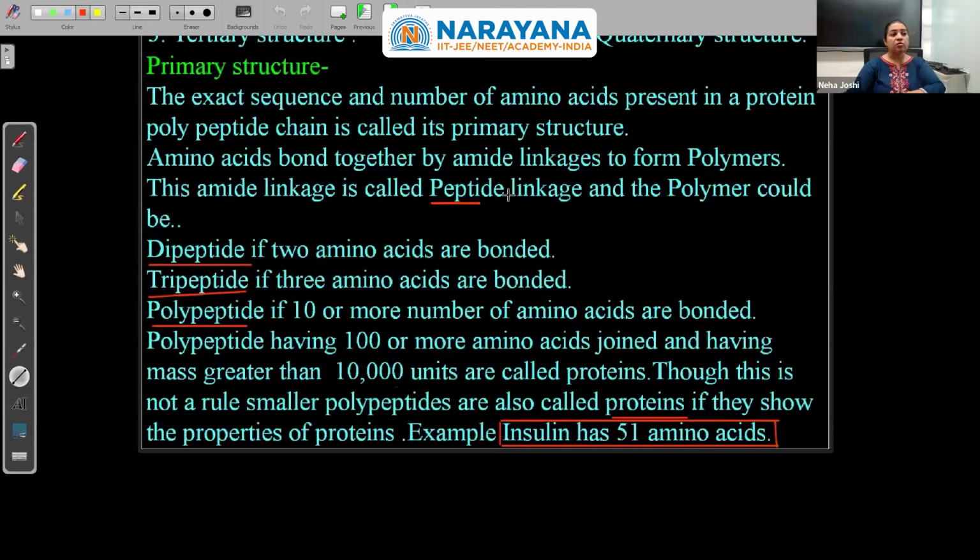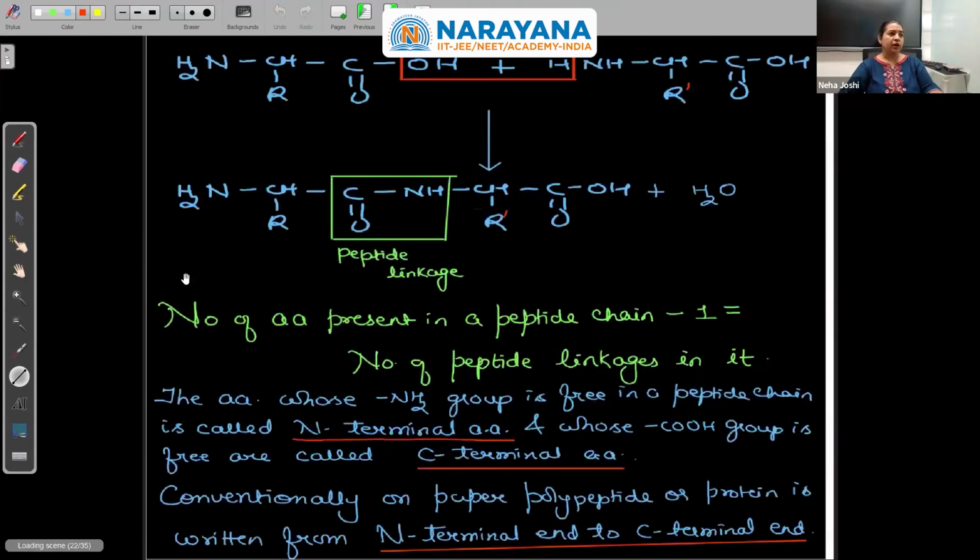And the polymer that forms will be called dipeptide if there are 2 amino acids. Tripeptide if 3 amino acids. Polypeptide if 10 or more. Polypeptide having 100 or more amino acids joined and having mass greater than 10,000 units, then it is called proteins. Though this is not a rule, smaller polypeptides are also called proteins if they show the properties of protein. Example, insulin has only 51 amino acids. And it says more than 100 amino acids here, na? But insulin is called protein, right?